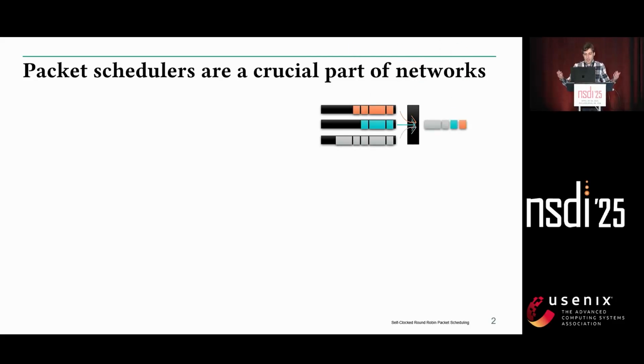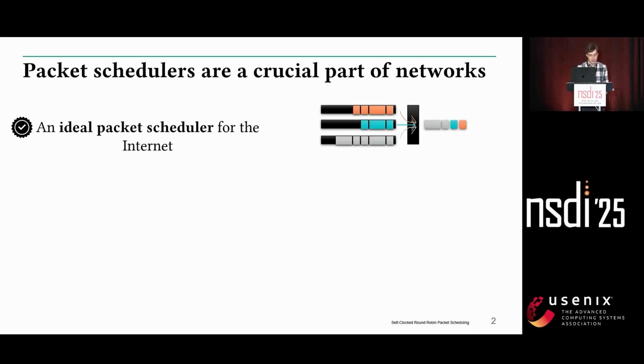Packet schedulers are a crucial part of our networks that are shared among millions of active users, connections, and flows. And the job of a packet scheduler is to arbitrate the sharing. What are the characteristics of an ideal packet scheduler for our internet workloads?